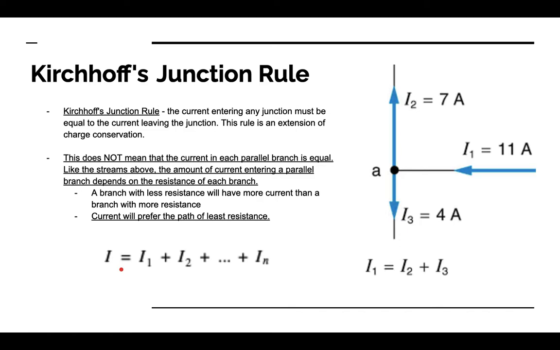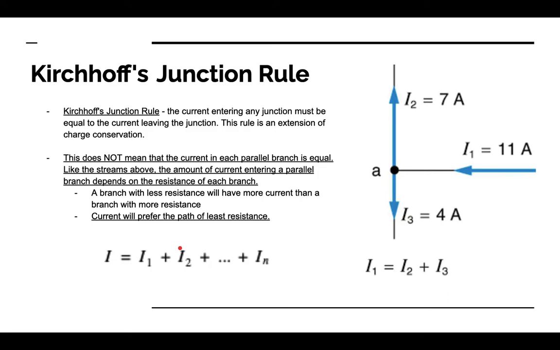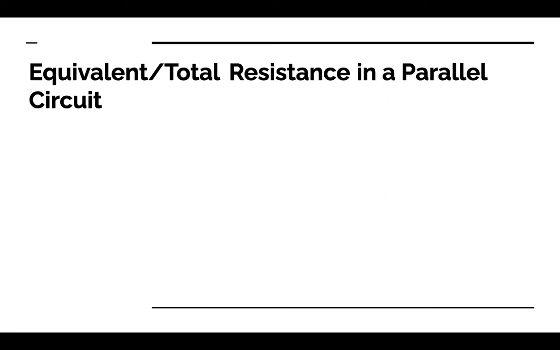So as a result, whenever we have a junction, the current going into that junction is going to equal the sum of all the currents coming out of that junction. I1 plus I2 plus so on. Okay? So next we come up to equivalent and total resistance in parallel circuit, okay?